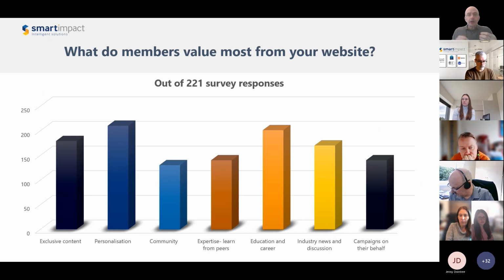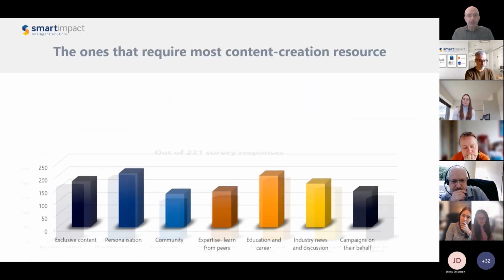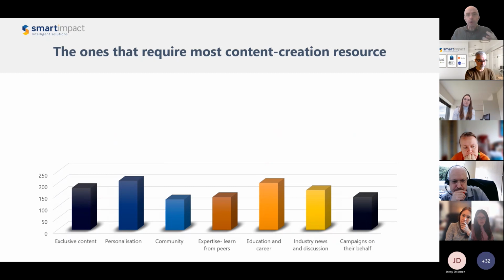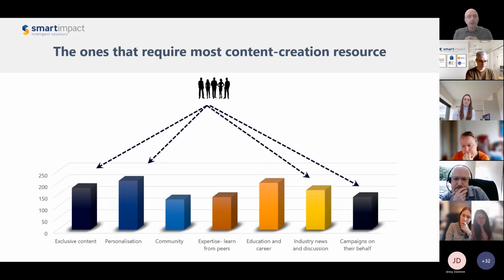So as part of looking at this, we also looked at, if you're a membership professional, what would it take to live up to expectations in all of these areas? So what we did is we categorized the different areas by what would it take to keep them going. So there are two main areas of work when it comes to a website. We're going to be talking about this a little later.